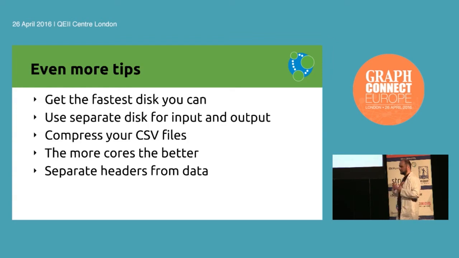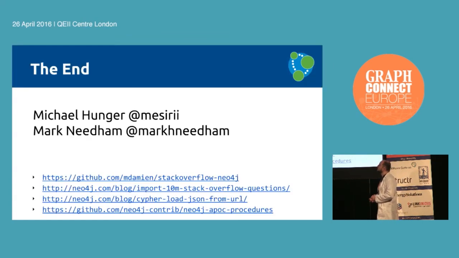In principle, import is always a performance thing, so the fastest SSDs are preferred. If you have separate disks, for instance, stream the CSVs in and write to an SSD. Compression: both load CSV and the import tool can work with gzip files and also with deflated HTTP requests, and many cores. And the separation of the headers from the data is actually pretty cool, because even if you can open a 10 gigabyte file in vi to edit the header, it takes a while to open it and a while to save it. You can avoid that by just cutting off the header and having a single line header file. That's really super helpful.